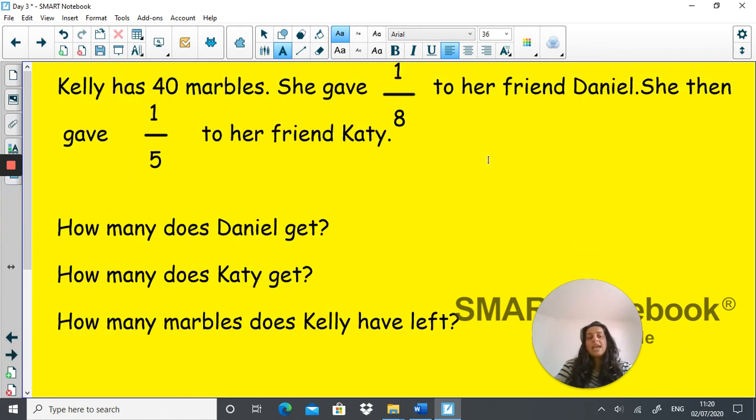So this is a number problem, but it's asking you to find the fractions of amounts. It's asking you to use your skills to apply to a word problem. So Kelly has 40 marbles. She gave 1/8 to her friend Daniel. She then gave 1/5 to her friend Katie. How many does Daniel get? How many does Katie get? And how many marbles does Kelly have left?